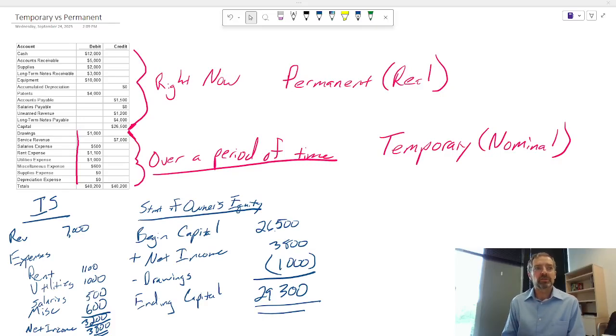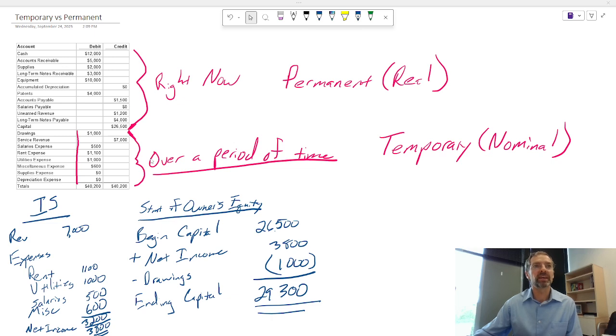I have put together a very simple income statement and statement of owner's equity from this trial balance that we were looking at. First of all, on the income statement, we have revenue of $7,000, and I just added up all of the expenses to get $3,200 in expenses, and so our net income is $3,800. Then that net income goes into the statement of owner's equity.